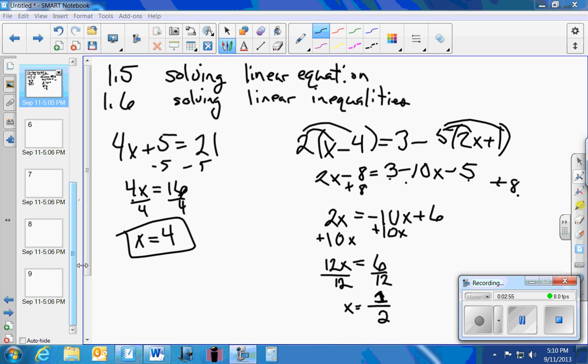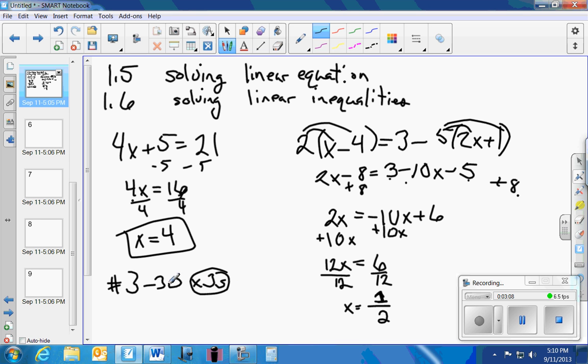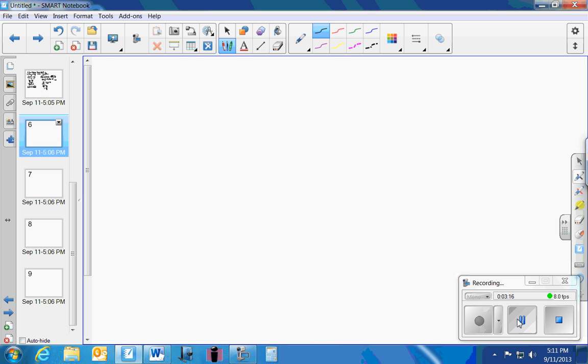So for 1.5, I want you to do numbers 3 through 30 by 3s. And that's on page 133. I'll rewrite that at the end as well. Then we're going to go on to section 1.6.